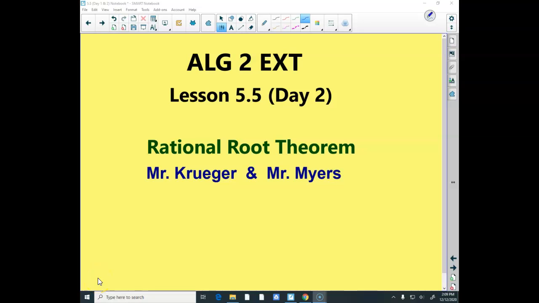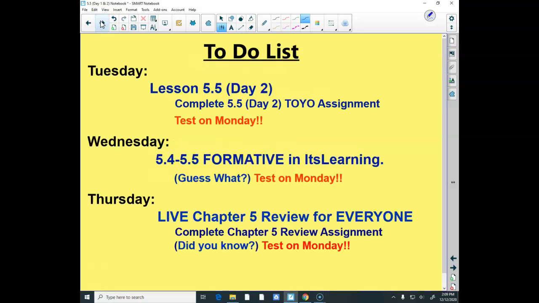Well, welcome back, ladies and gentlemen, here on Tuesday, lesson 2 of the rational root theorem, which is basically a little bit more practice than we had the day prior. So what we're going to do is move along. Your tasks for today, the rest of the week. Today we're going to finish this up. You're going to complete 5.5 day 2, which is a whole conglomeration, okay?